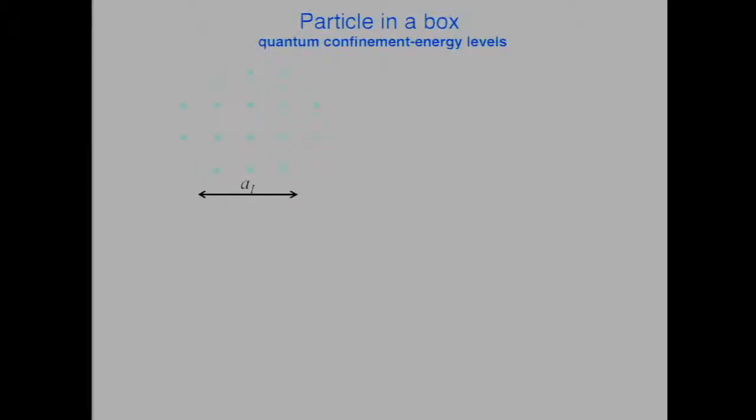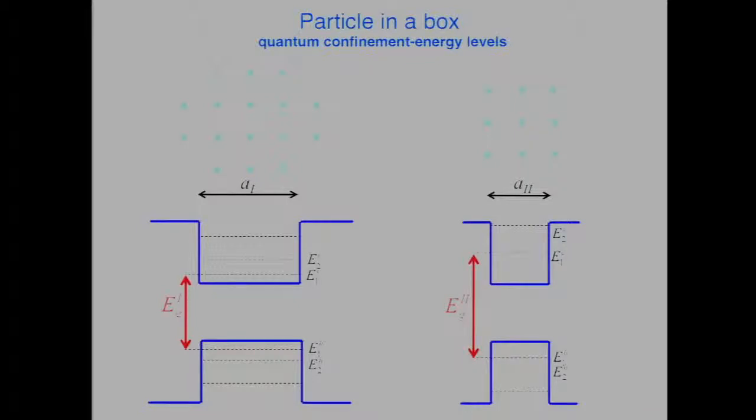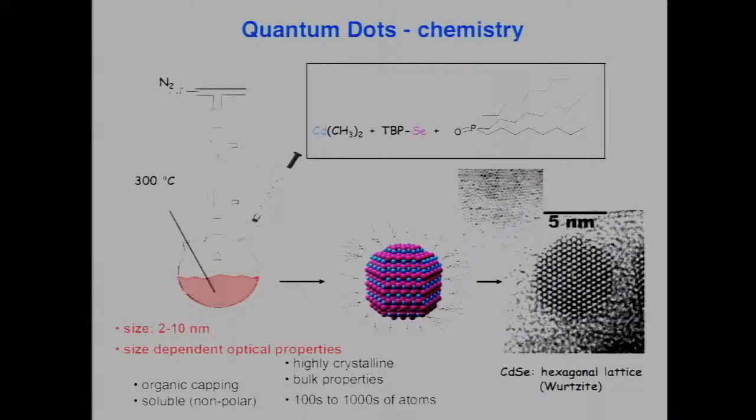So if you have the exciton in a large quantum dot versus the exciton in a small quantum dot, the particle in the box picture is going to look like this. For the smaller particle, the energy spacing is larger and the band gap gets larger. Basically, we are going to have a larger band gap for a small quantum dot versus a large quantum dot. This can very easily be implemented by chemistry. This is basically describing the chemistry of quantum dots.